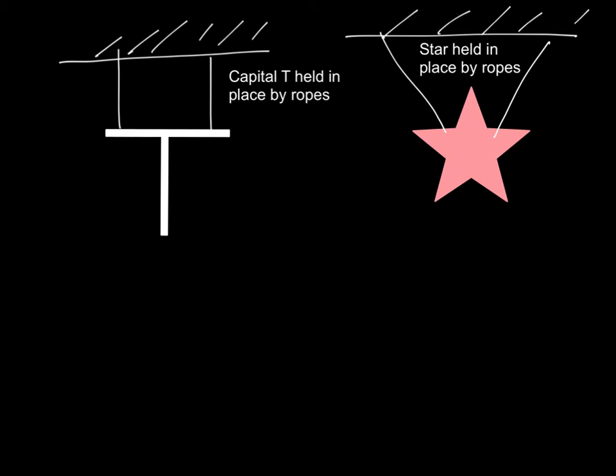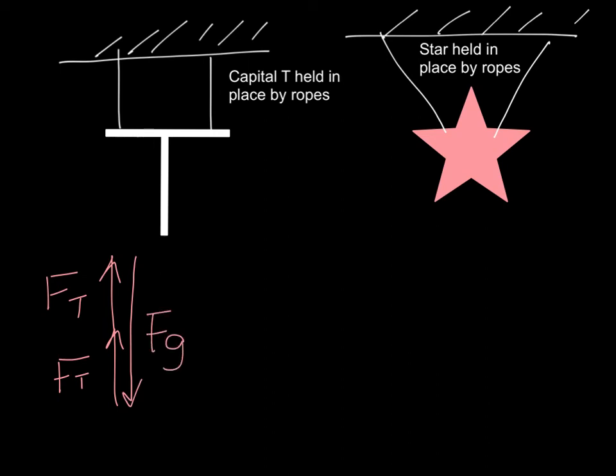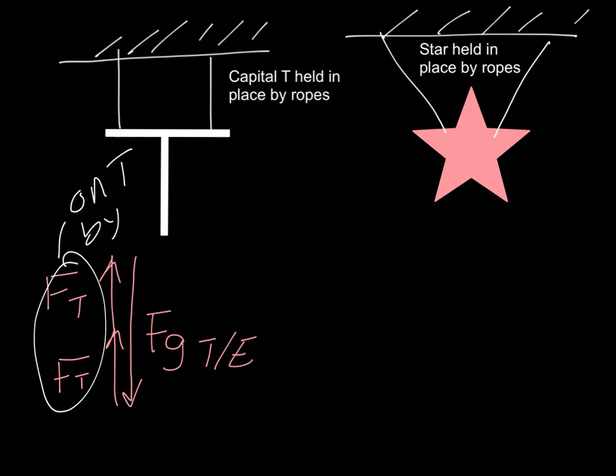So I can put the diagram for the T over here. So we have force, tension, and another force, tension, and then gravitational. Now this is on the T by the earth, and let's just say both of those are on T by ropes.